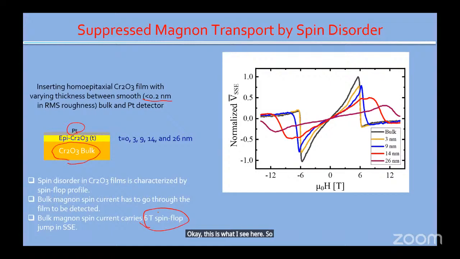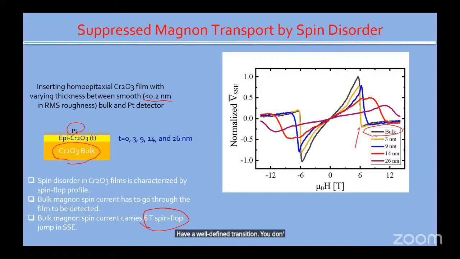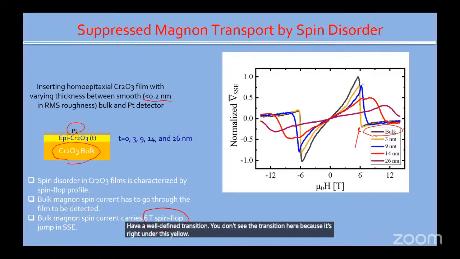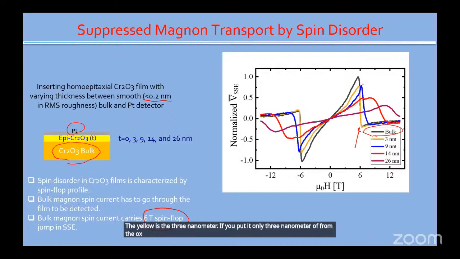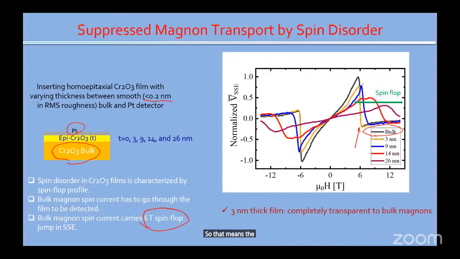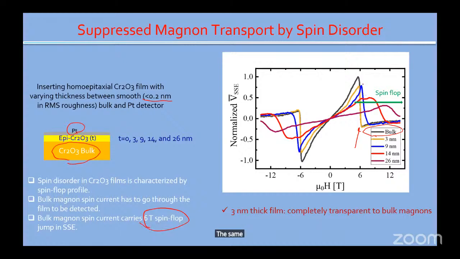Okay, this is what I see here. The black curve, it's a busy slide, but the black curve is no epitaxial film, with a well-defined transition. You don't see the transition here because it's right under the yellow. The yellow is the 3 nanometer. If you put only 3 nanometer of chromium oxide film, the spin flop transition is still exactly at 6 Tesla. So that means the 3 nanometer makes very little difference to the bulk magnon transport. The same magnons can cross the 3 nanometer chromium oxide film and arrive at the platinum detector.